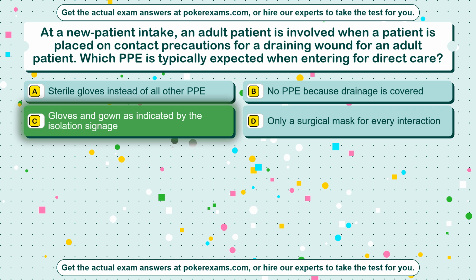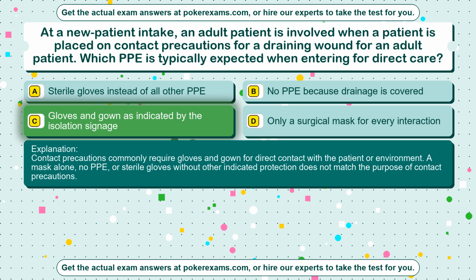The correct answer is option C. Gloves and gown as indicated by the isolation signage. Contact precautions commonly require gloves and gown for direct contact with the patient or environment. A mask alone, no PPE, or sterile gloves without other indicated protection does not match the purpose of contact precautions.